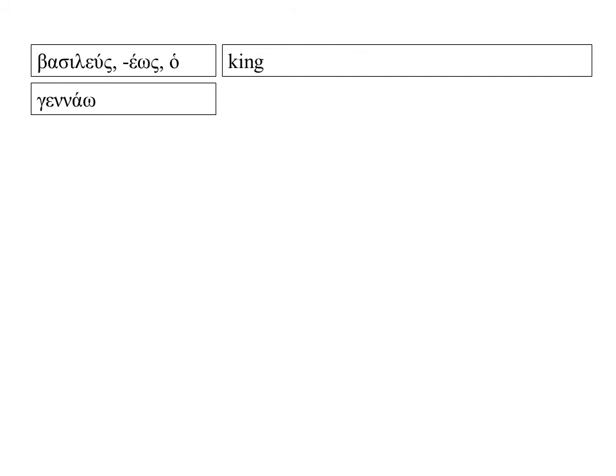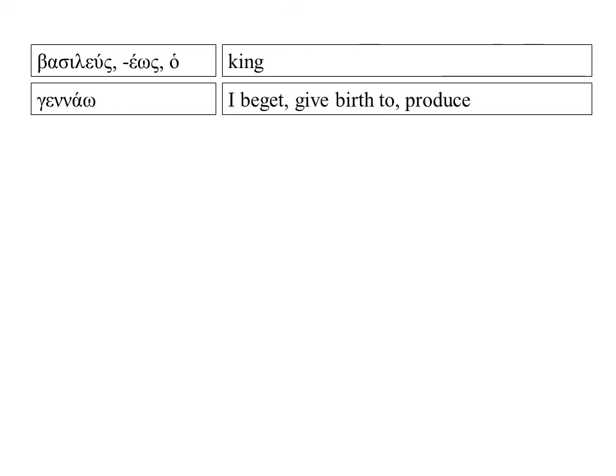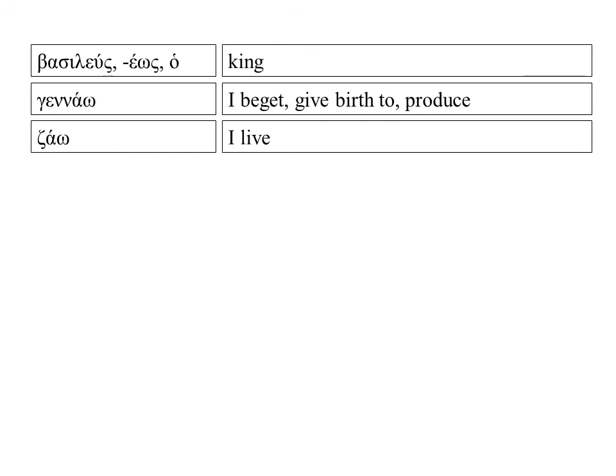Gennao. Gennao is I beget, give birth to, or produce. One of the things to remember about this one is that it has two nus. There are other words that look very much like it, but this is the only one that has two nus. Zao. I live.